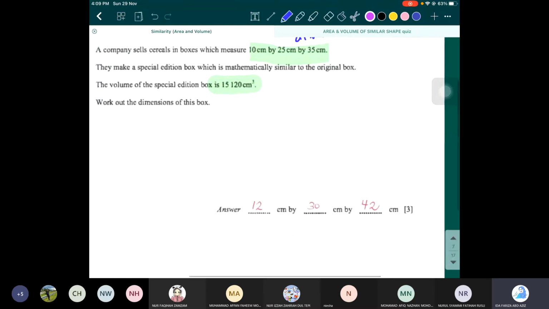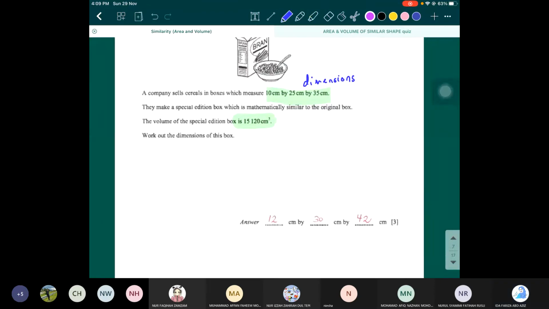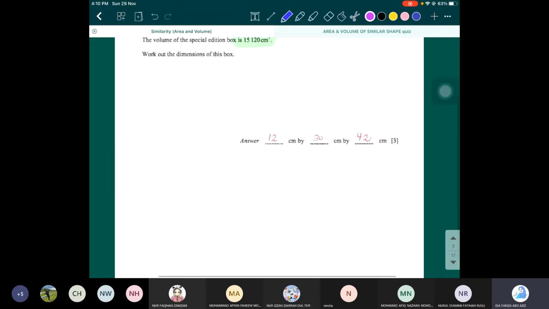Dia nak kita cari dimensions of the special edition. Jawapan dia ada kat sini dah. Kita dapat 12 cm by 30 by 42. But the big question is how to get this answer. Macam saya cakap tadi, setiap soalan similarity, we on our own decide which is object, which is image, supaya senang untuk kita buat jalan kira.